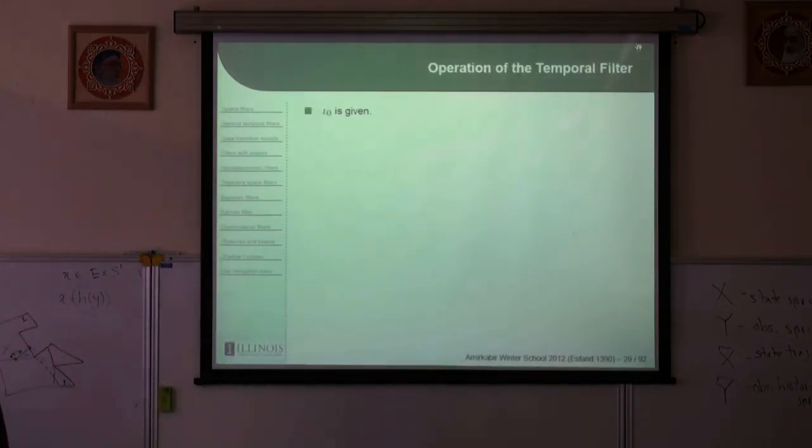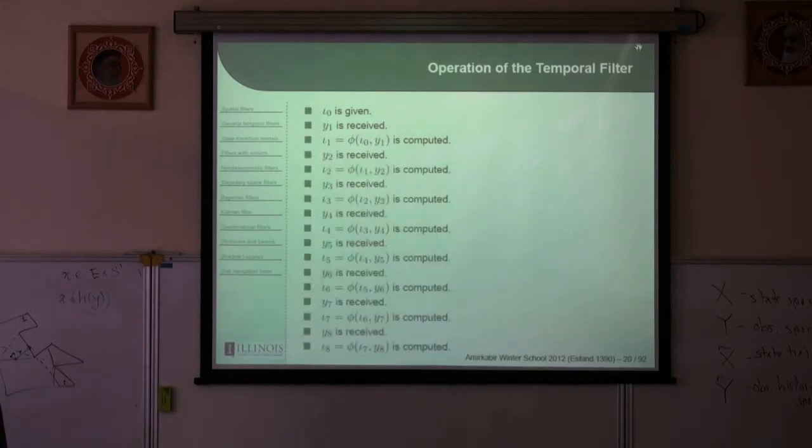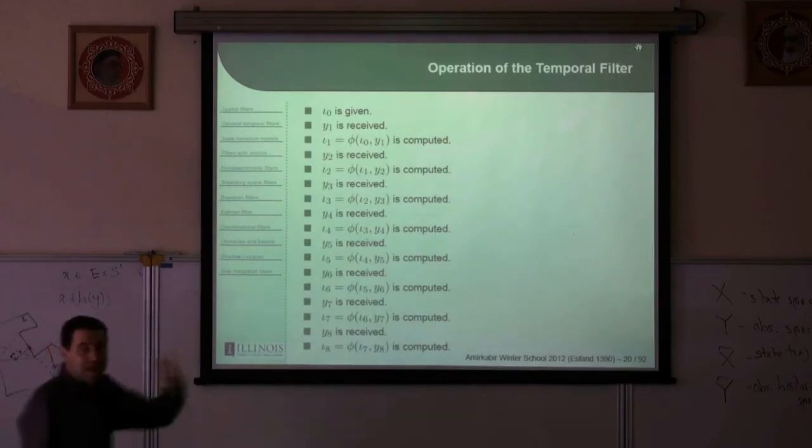So that's how it operates. First I get an initial information state, then I get a new observation, then I compute the new information state using phi, then I get a new observation, then I compute the new information state, and so forth. It goes on like that, right? That's the operation of a filter.